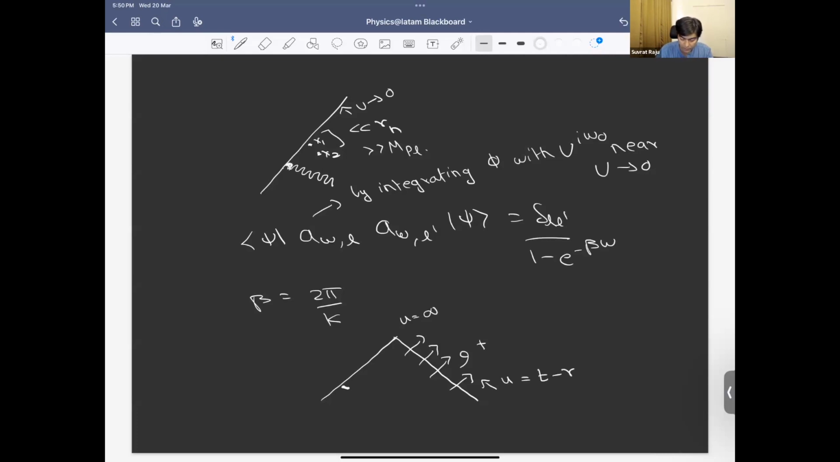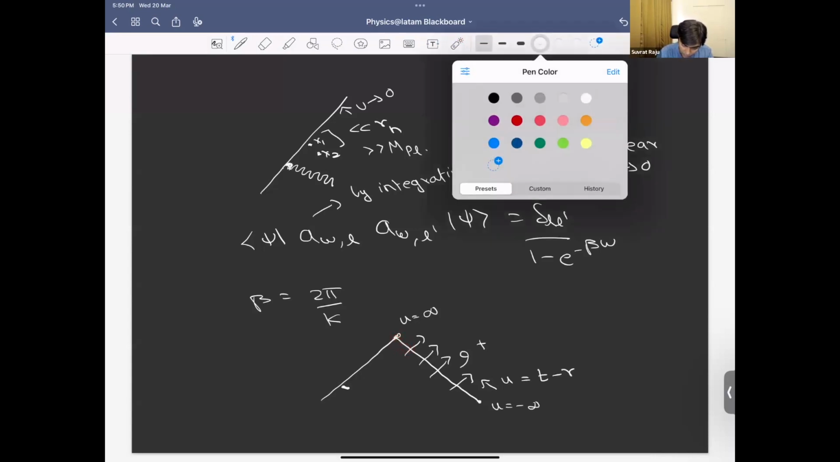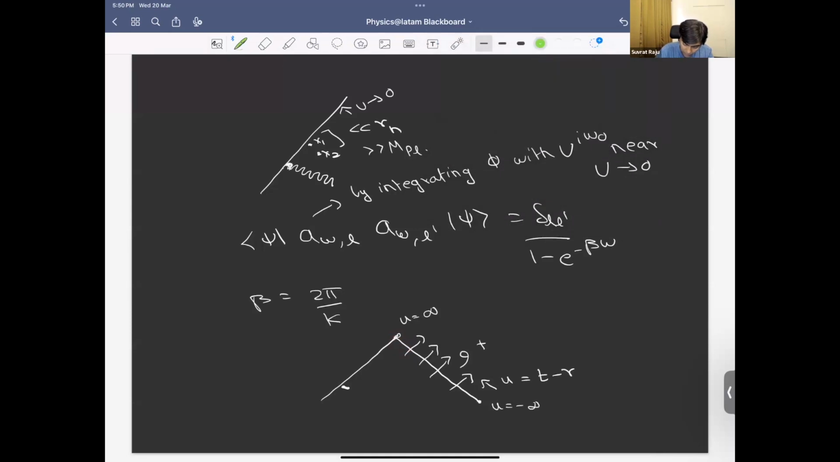In this retarded time, this region is u goes to infinity, and this region, which is the past boundary of Scri+, is u equal to minus infinity. Now, the key point is that if you look at some region here, this region is a semi-infinite interval. So let me just draw it with a different color. If you look at some region here, this region is a semi-infinite interval. Okay? So if you just trace rays, you will find that it's the physics that's very close to the horizon that determines this data in this semi-infinite interval.